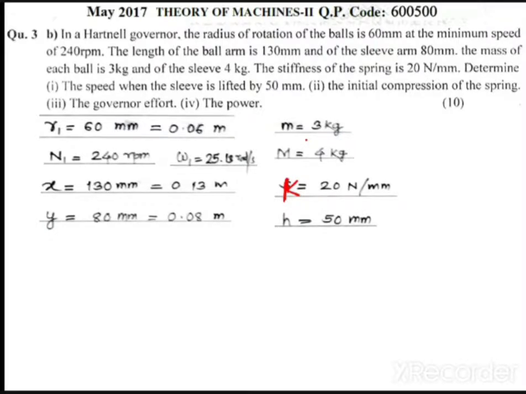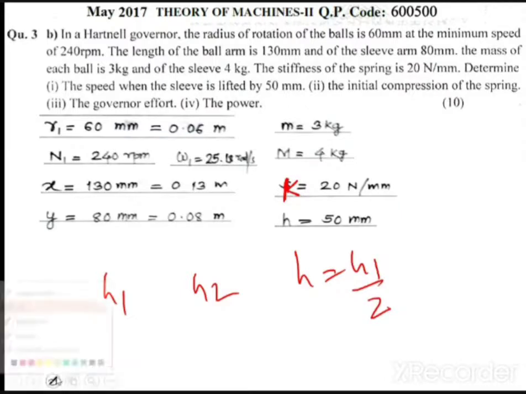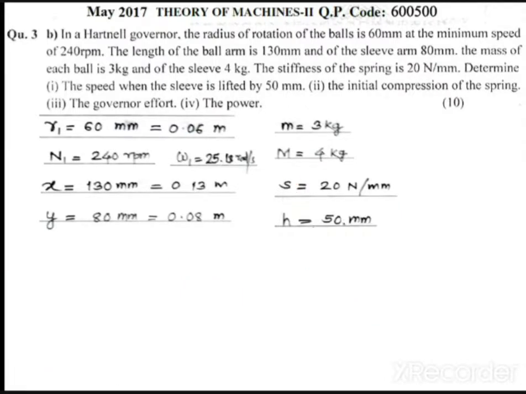Next, H. Okay, determine the spring stiffness, and determine the speed when the sleeve is lifted by 50 mm. Okay, sleeve lift. So total sleeve lift they have given, H. See, H is the governor height for the Porter Governor. Here, H is nothing but a sleeve lift. For minimum position, H is H1. For maximum, H is H2. Okay, and we are taking H is equal to H1 by 2 for a derivation. But for a problem, they have given you H is equal to 50 mm.